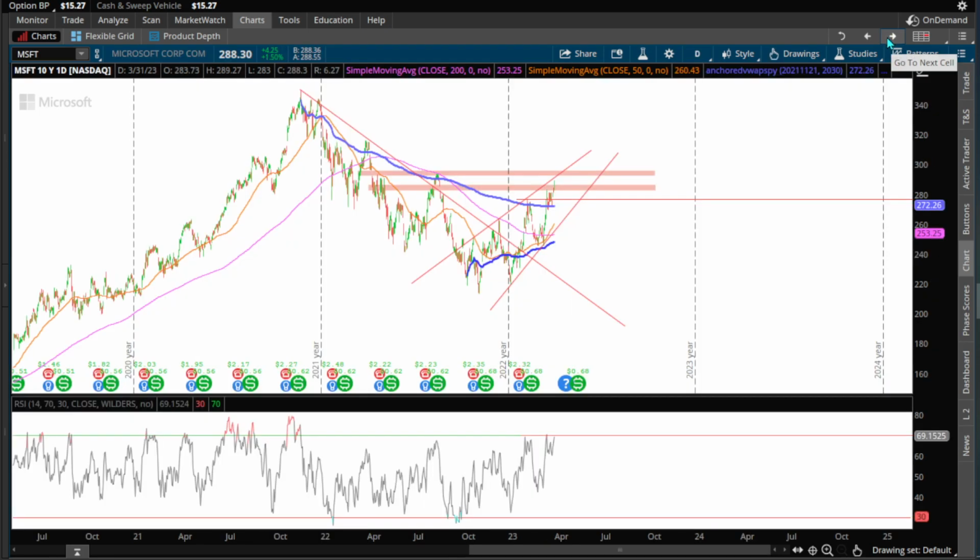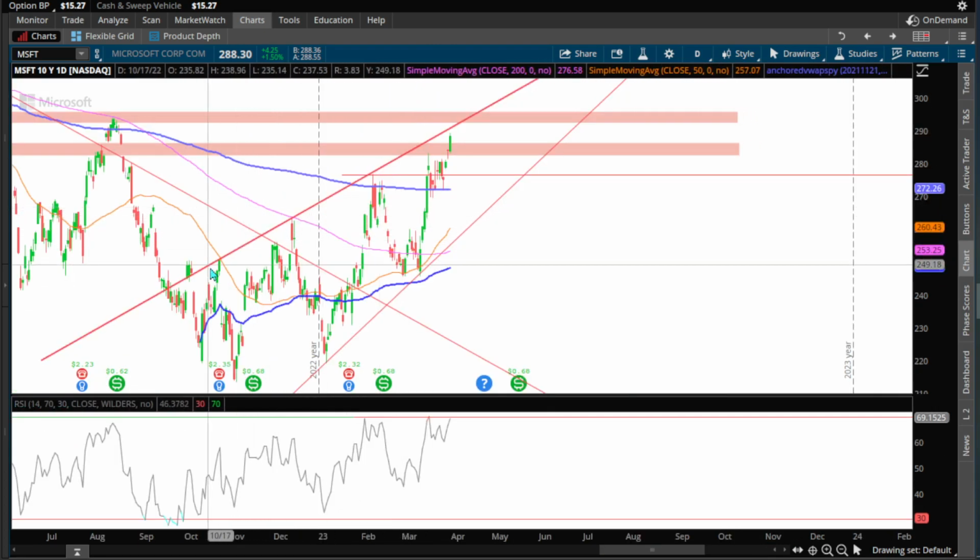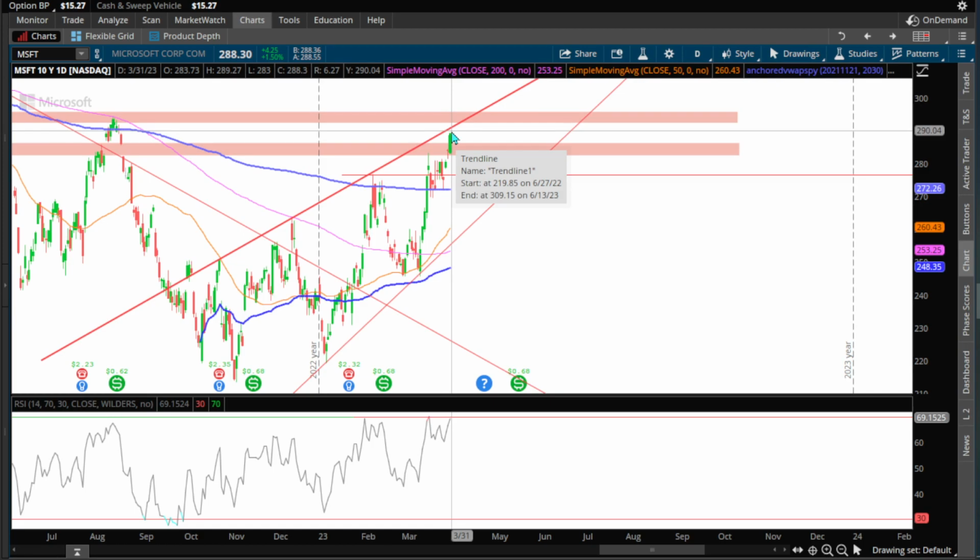Now, what about Microsoft? If we're looking at Microsoft, I'm looking at the RSI right here. The RSI is at 69.15, so it's getting pretty darn overbought right now. And look at this resistance trend line right here. Let me zoom in a little bit. I'm connecting this point, that point, that point, and look where we are right now. It's right around 290-ish is where the top of this is at, so that could definitely get a little bit risky.